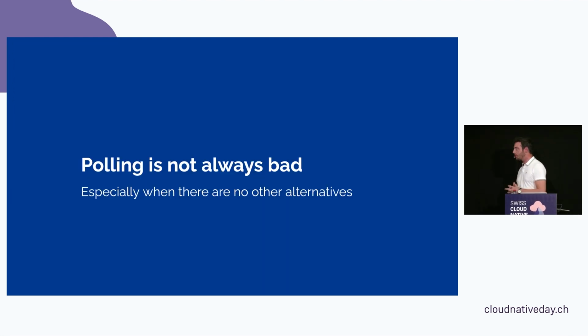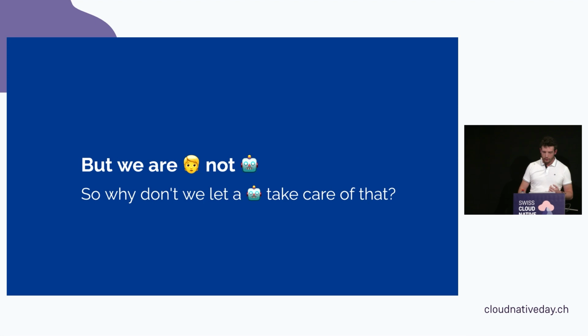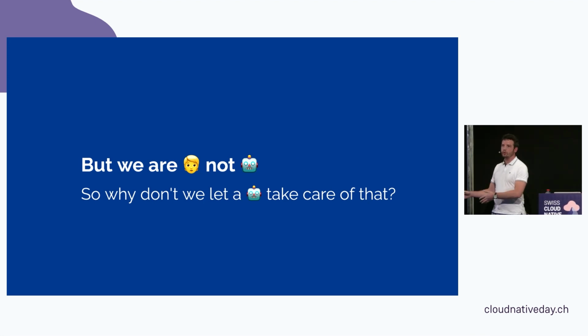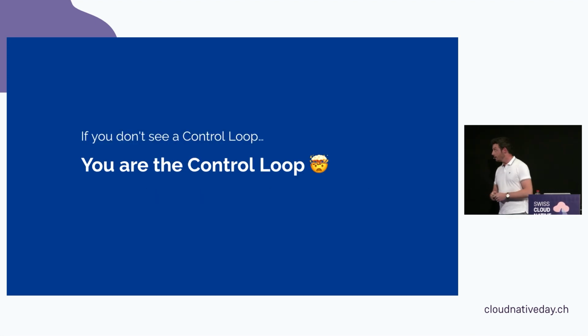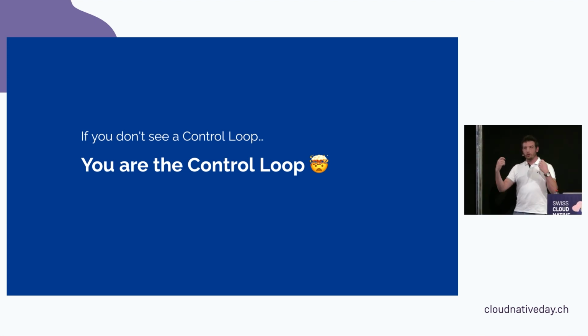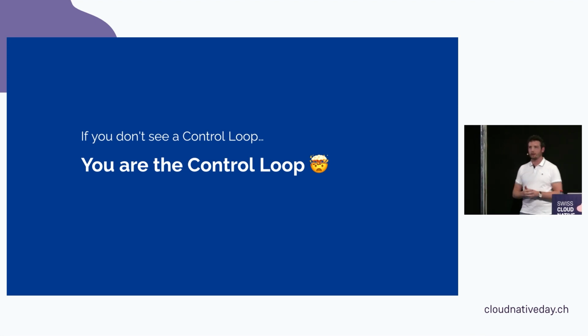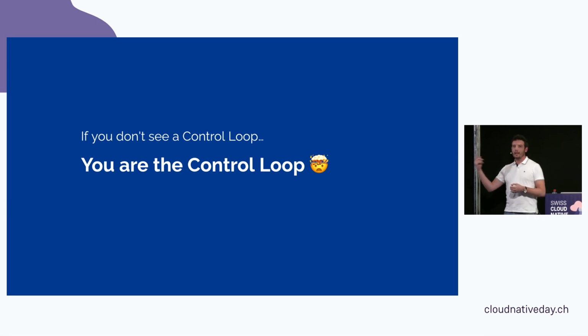But again, it's not polling per se that is bad, especially when there are no alternatives. I guess the idea that I want to bring is that we are humans and we're not robots. We should let the robot do the automated things, and not do the loop of plan, apply, write, plan, apply, write ourselves. Because the truth is that if you don't see a control loop, you are the control loop. You are the one looping on Terraform, trying to get this state to be consistent one way or another. This is another of the big issues with Terraform. What happens if somebody changes your infrastructure outside of Terraform in one way or another? You are going to realize only the next time you run Terraform apply that there is a difference going on in your cluster, that your desired state and your actual state are not the same.